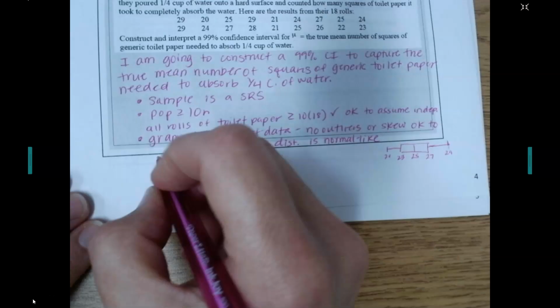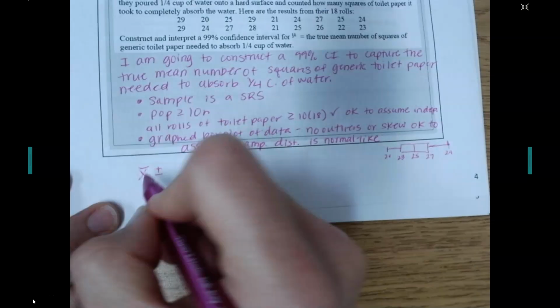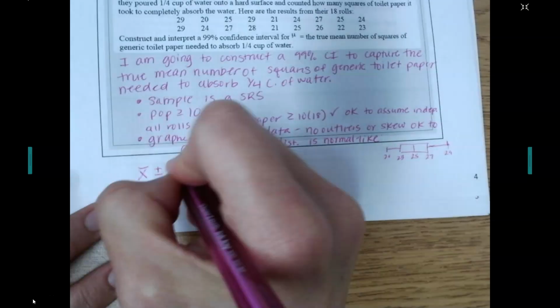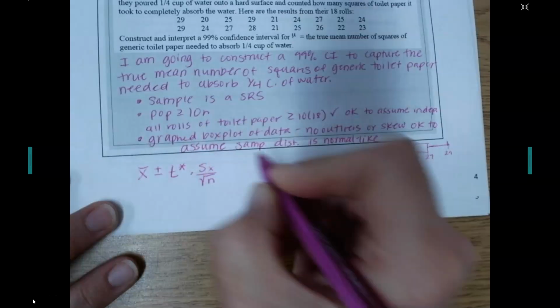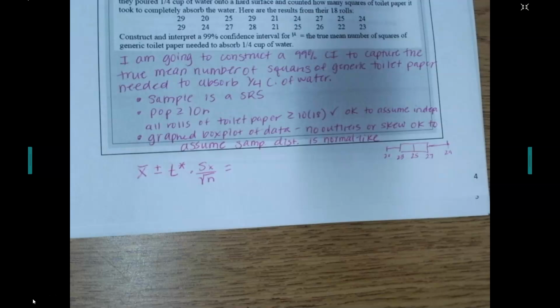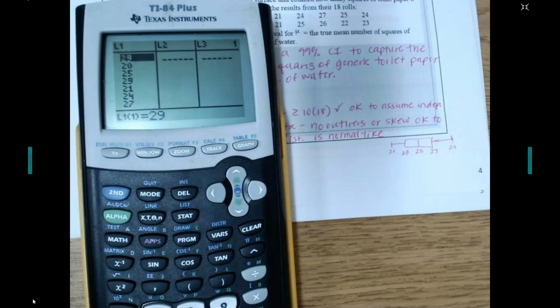So next thing, we're ready for our formula. Statistic, we're dealing with means, so that's x bar, plus or minus critical value. Since we're dealing with means, that's going to be t star, times our standard error with means would be this. So now I need the mean, and I need the standard deviation, right? Okay, so you have your data in a list, correct? If you go to stat edit, it's still there.